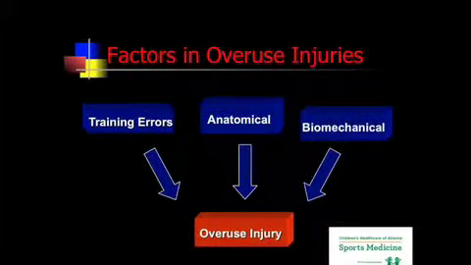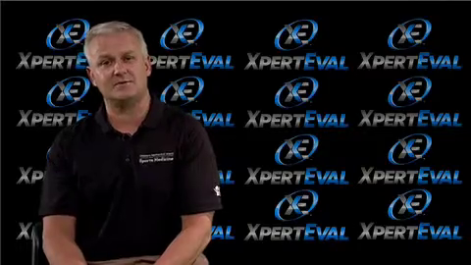Another thing to consider is biomechanical factors. This is basically your technique. Whether you're a thrower, a runner, or a swimmer, technique is very important. So if you have poor technique or you develop some bad habits in your technique, then this also could predispose you to overuse type injuries.